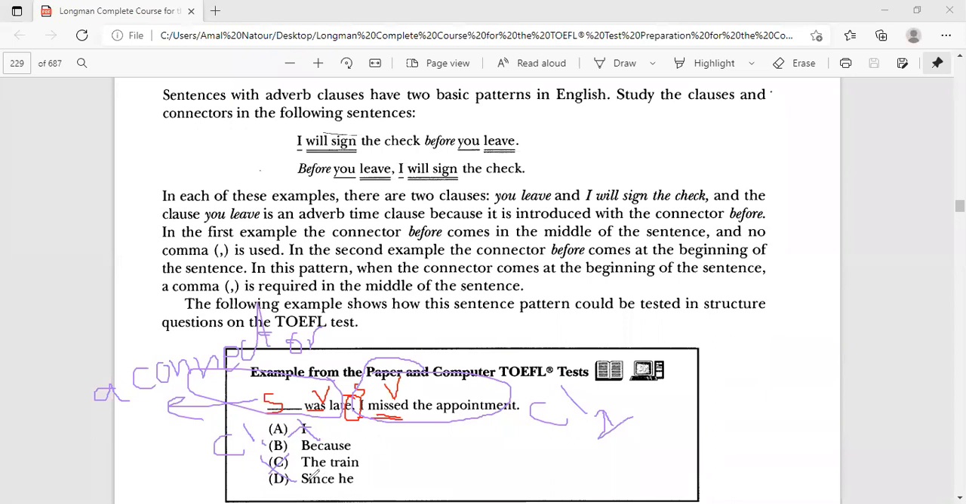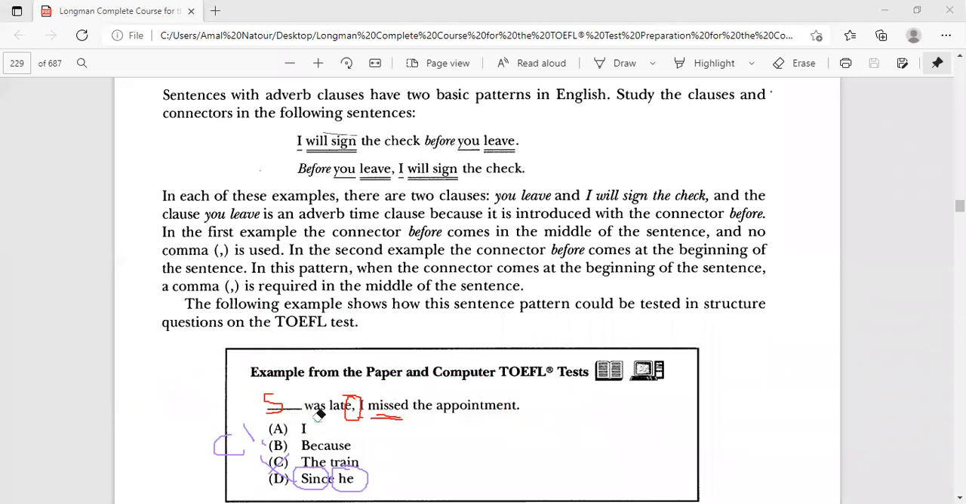Why? Because there is a subject here, and there is, طبعا هاي, subject for the verb was, and there is a connector اللي هي since that connects between the first and the second clause. I hope that is clear.